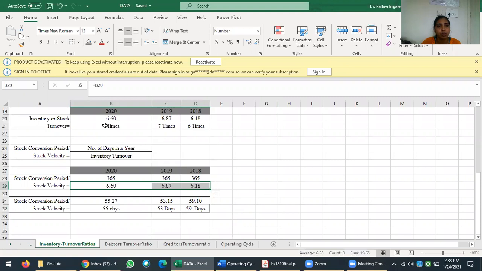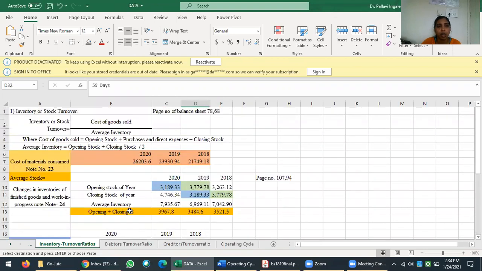Okay, so here, this is the number of times basically, how many times on average if I wanted to see. So this is just for interpretation, but the more important data is this: the number of days. Okay, so here you will see in 2020 the number of days, the holding period of inventory, is 55 days. For 2019 it is 53 days and for 2018 it was 59 days. Then the inventory turnover ratio we are going to calculate on the basis of this.